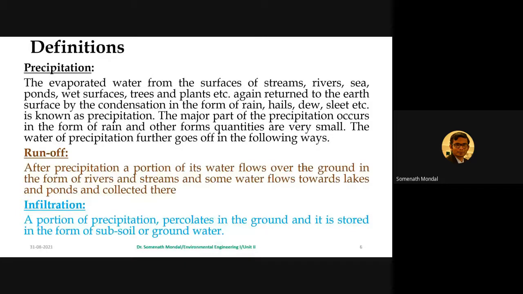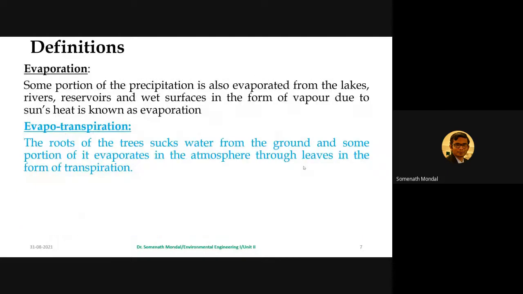Those are basically the form of runoff, whereas infiltration is when a portion of precipitation percolates into the ground and is stored in the form of subsoil water or groundwater. That is what is known as infiltration. So try to understand the difference between infiltration and runoff. Next is evaporation. That is also a very important part of the hydrologic cycle. Some portion of the precipitation is also evaporated from lakes, reservoirs, rivers, or any superficial water bodies in the form of vapor due to the sun's heat, and that is known as evaporation.